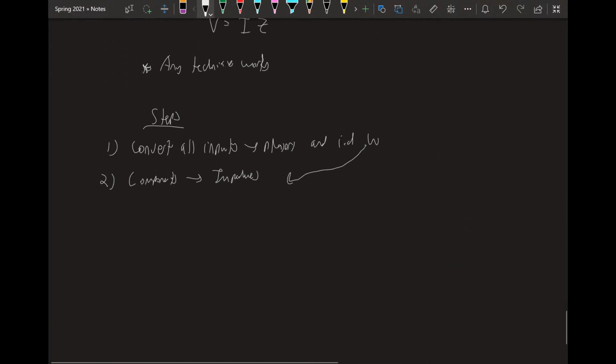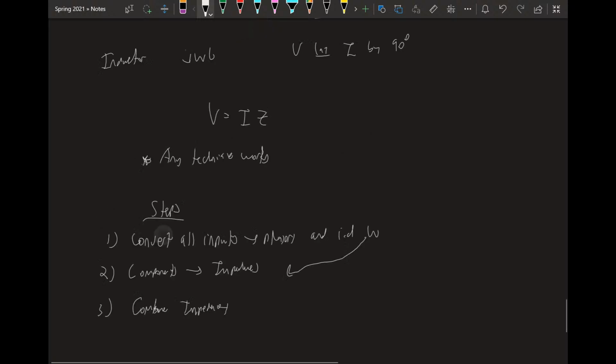Go back down. Okay, so we've done step 2. Step 3, simplify when necessary. Don't make your life hard. You can combine impedances, and by combine, they combine in series and parallel, just like resistors.